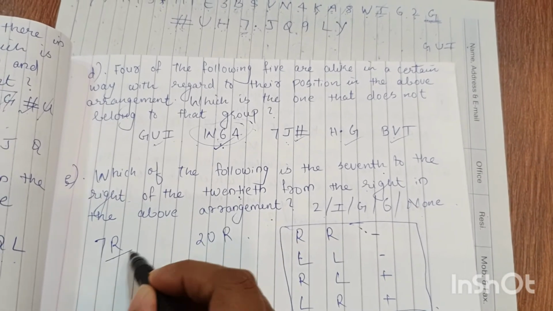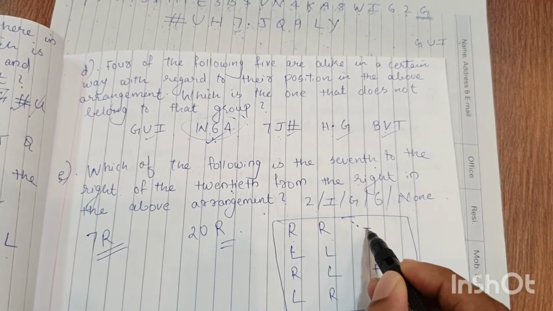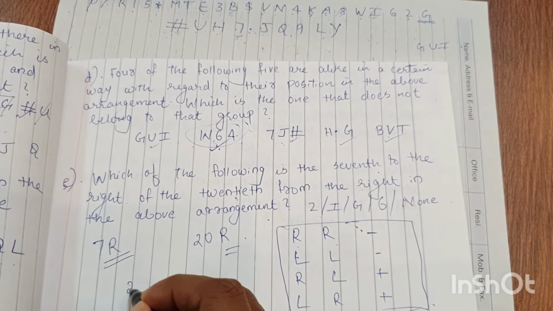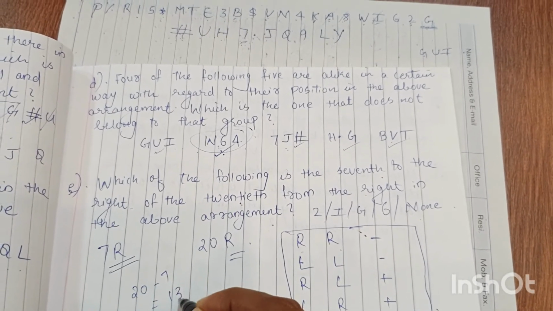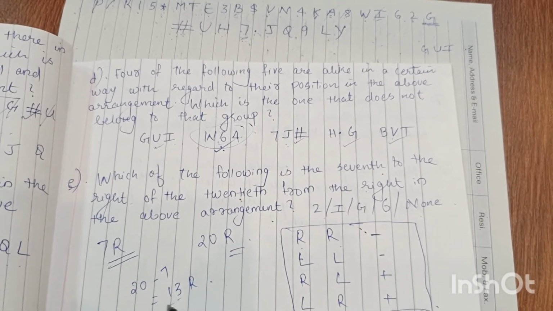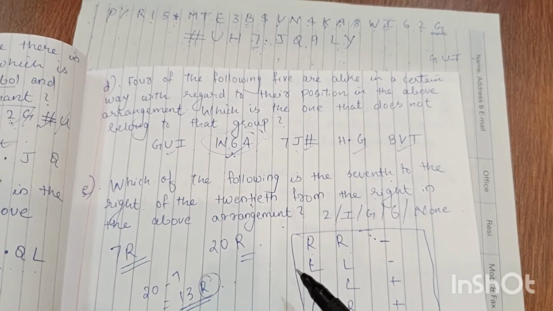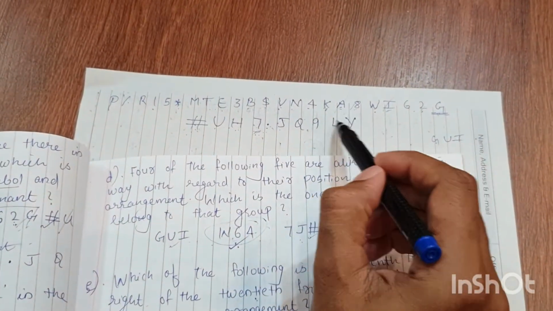Right? So here 2 rights are there. What you have to do? You have to do minus. 20 minus 7, it is 13. So you have to find the 13th element from the right. So in the series, which is the 13th element from the right?